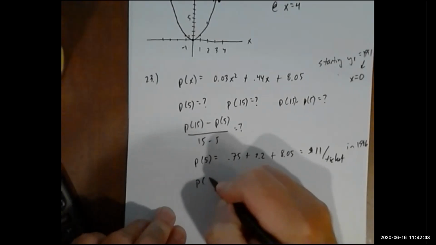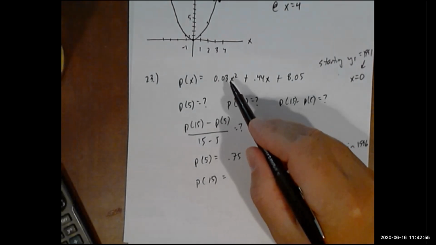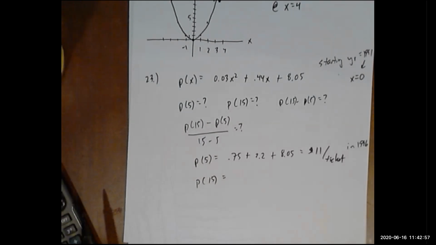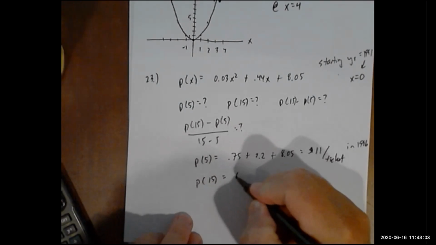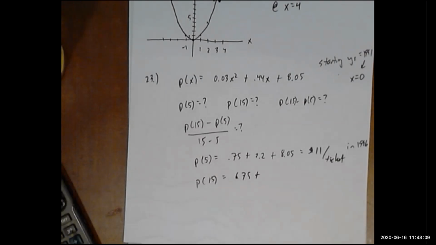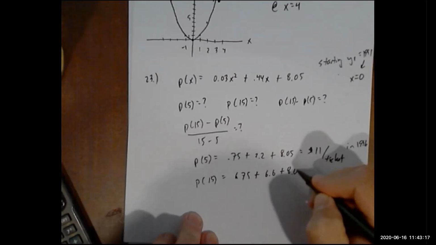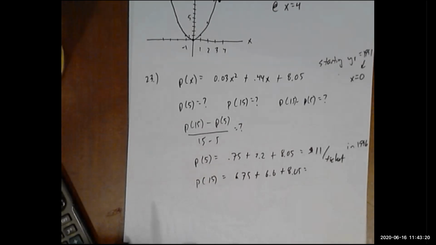Now they say, well, how about looking at the price after 15 years? So this is like 2006. So you do the same thing, except you plug in 15 for x up here. So 15 squared times 0.03, it's like 6.75. 0.44 times 15, 6.6, plus 8.05. So then add these three together.